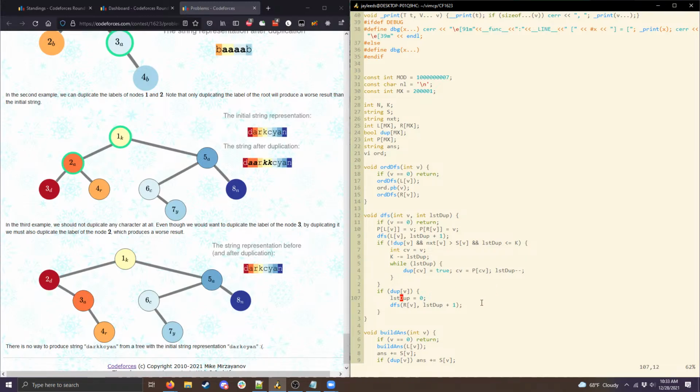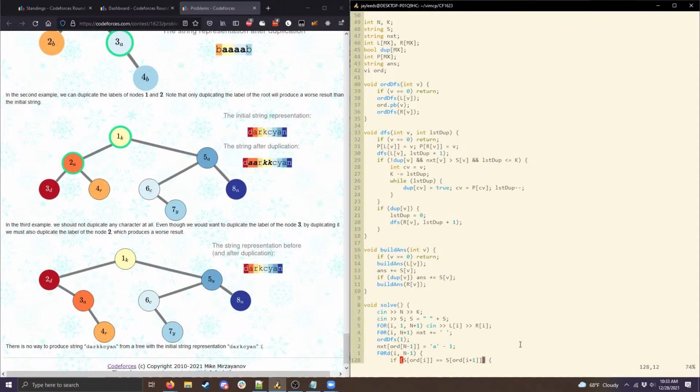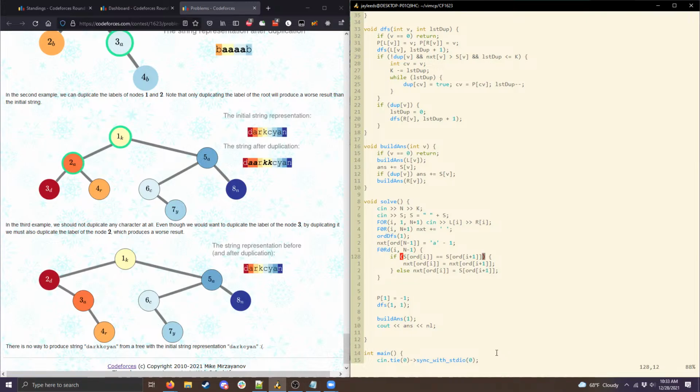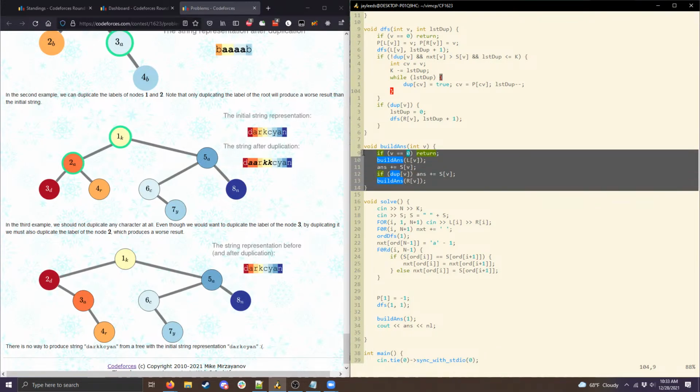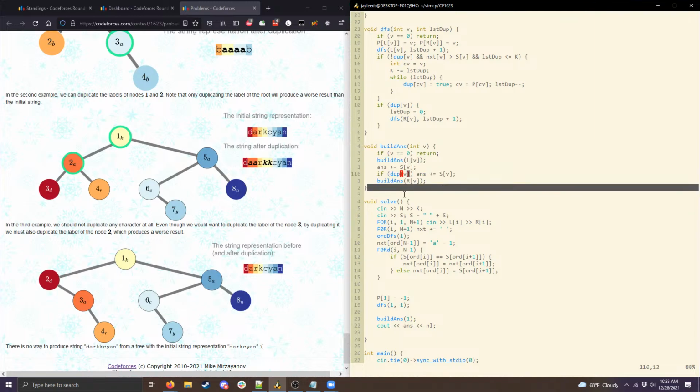And so, if V has already been duplicated, then I'll traverse into the right subtree, because if V has been duplicated, then we might want to duplicate vertices in its right subtree. And afterwards, I know which ones I'm duplicating. I have this array dupe, and so then I'm just going to build the answer. Again, it's the same recursion. I build the answer for the left subtree, and then I tack on the current character. I do it twice if it's being duplicated, and then I build the answer for the right subtree.